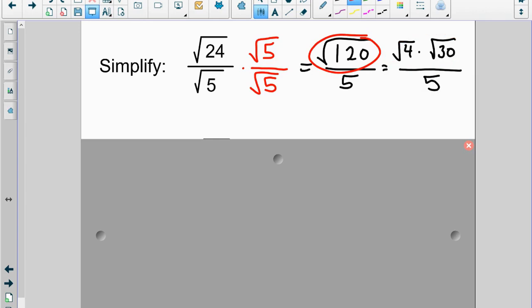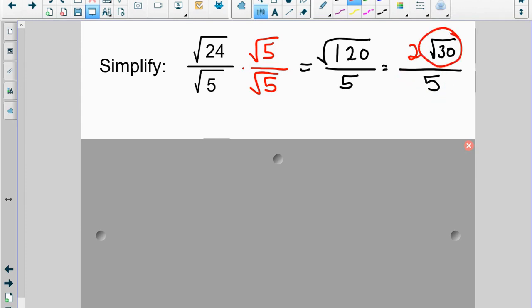So square root of 4 times square root of 30 is the exact same thing as the square root of 120. But I also know that the square root of 4 actually equals 2. So we'll go ahead and change that. Just regular old 2. So we have 2 times the square root of 30 all over 5. I check to make sure that I can't reduce that fraction there, the 2/5, which I can't.